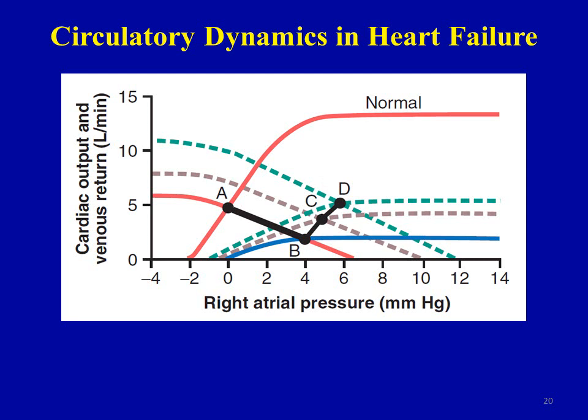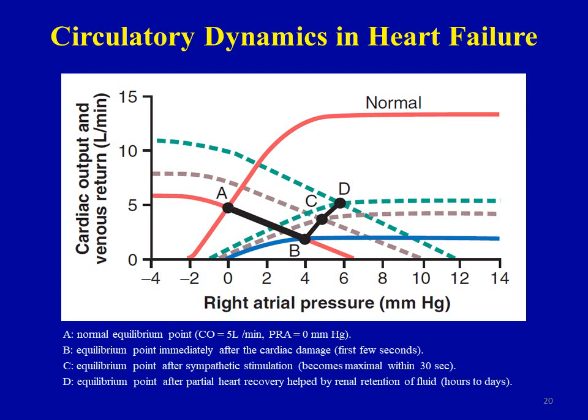and then a few days later with renal compensation we will reach a new equilibrium point, which is equilibrium point D. So A is the normal equilibrium point where cardiac output is 5 liters per minute and pressure in the right atrium is 0 millimeters mercury. B is the equilibrium point immediately after the drop in cardiac output, before the start of the sympathetic compensation. C is the equilibrium point after sympathetic stimulation, which becomes maximal within 30 seconds, as I previously mentioned, and then D is the equilibrium point after partial heart recovery helped by the renal retention of fluid, and this happens hours to days after the start of the immediate effect.